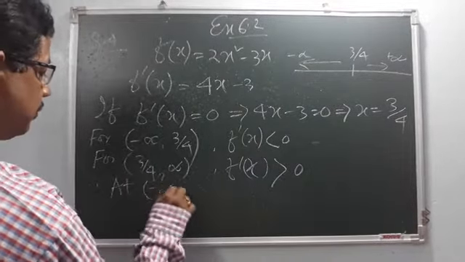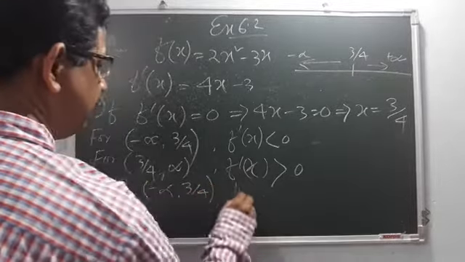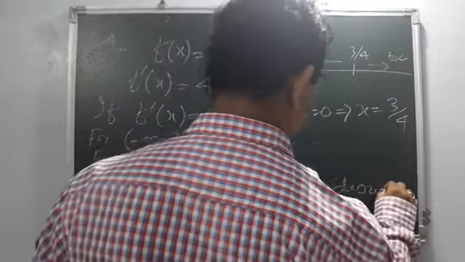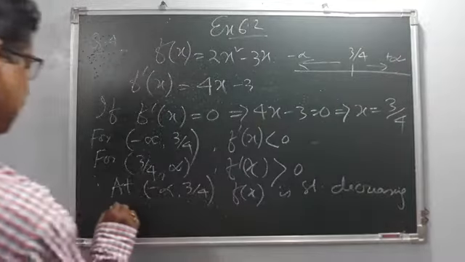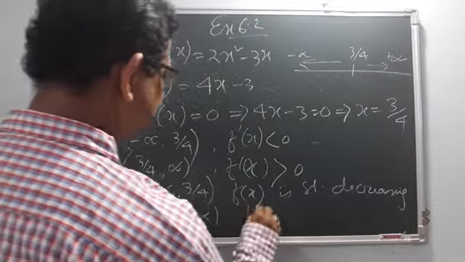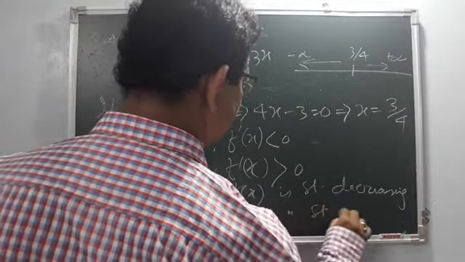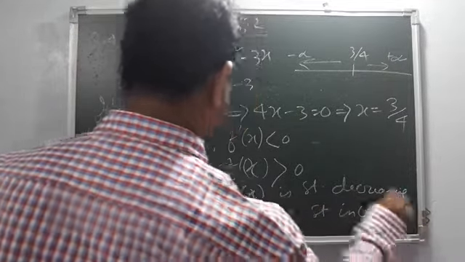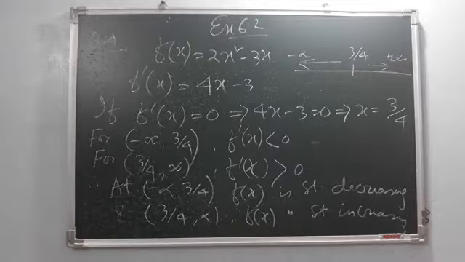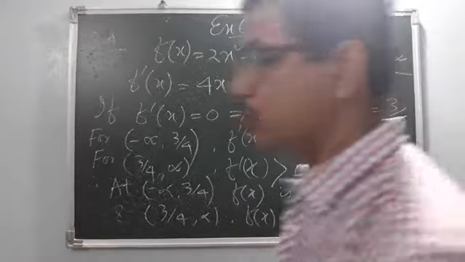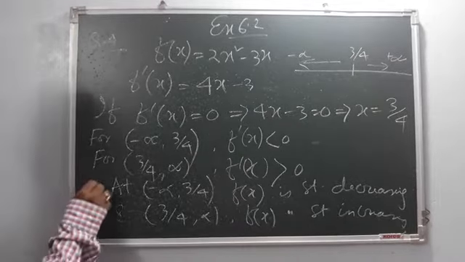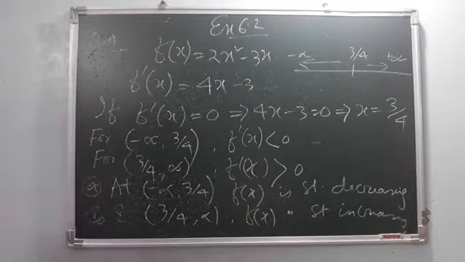So we will write, therefore: on minus infinity to 3/4, f(x) is strictly decreasing, and for 3/4 to infinity, f(x) is strictly increasing. So it is increasing as it is positive, decreasing as it is negative. This is the technique of doing this sum. So this is our question number 4, both A and B. This is A, and this is B. So we have done both the parts.